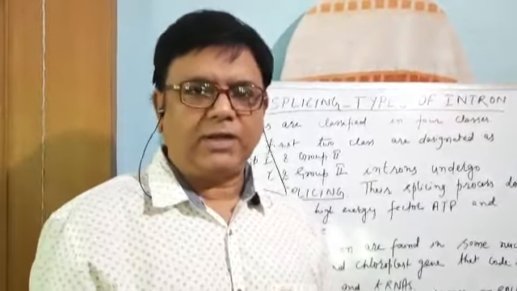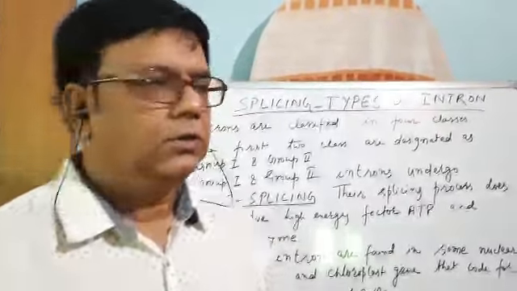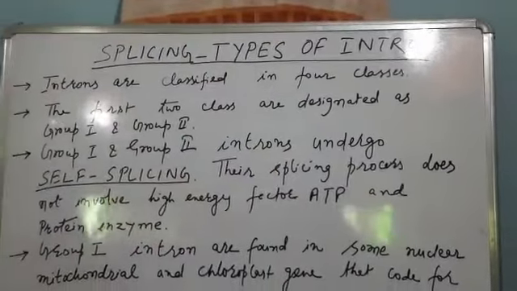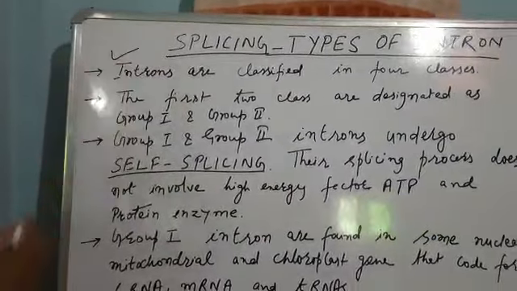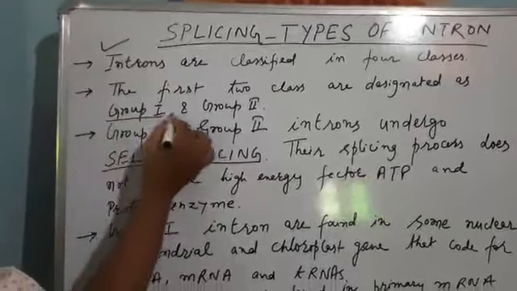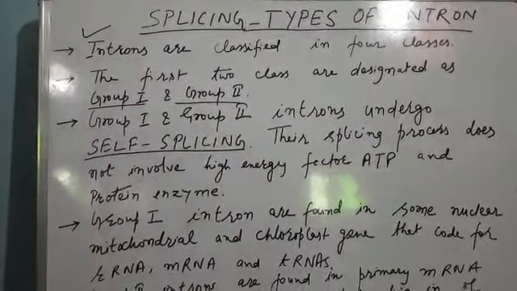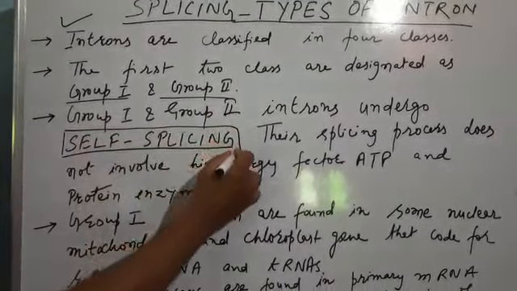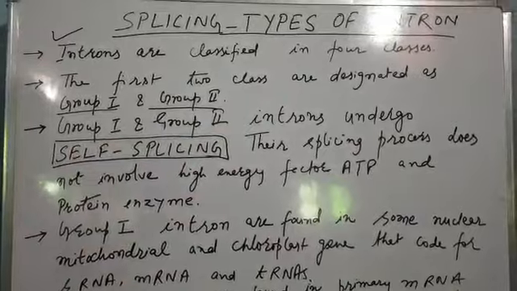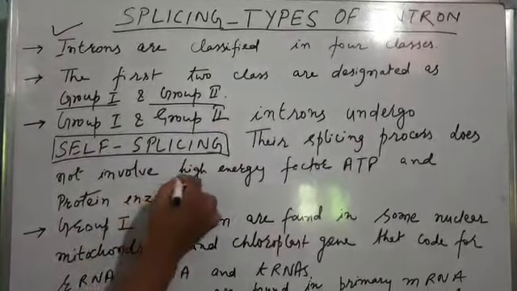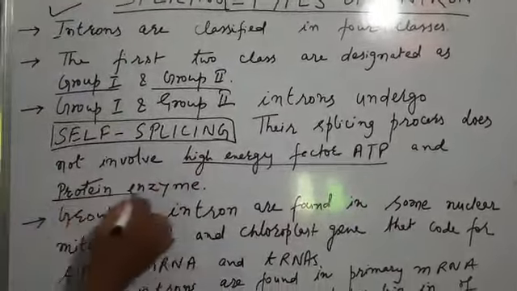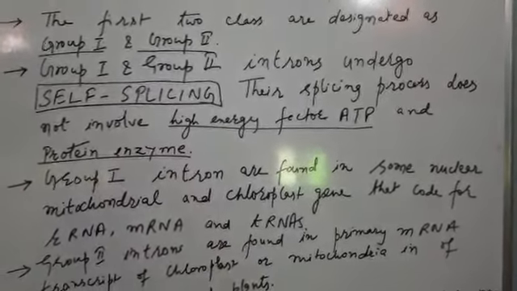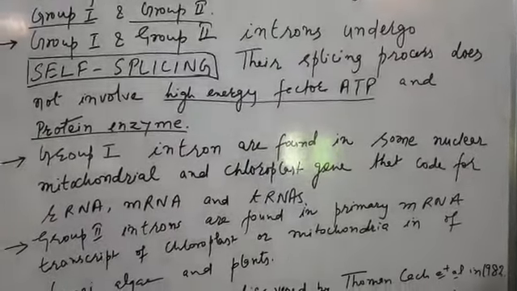Well, after this discussion, we will have some notes for you for your convenience. So you have splicing types of intron. First, introns are classified into 4 classes. The first 2, you designate as group 1 and group 2. Both undergo self-splicing. What is self-splicing? No high energy factor ATP is there, and no protein enzyme is involved during the splicing of these group 1 and group 2 introns.